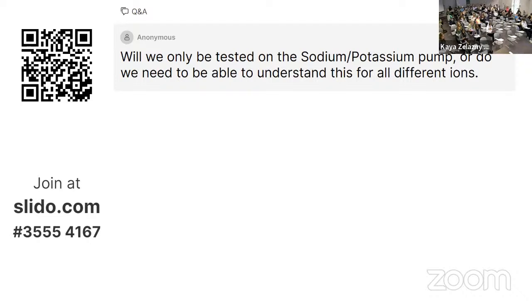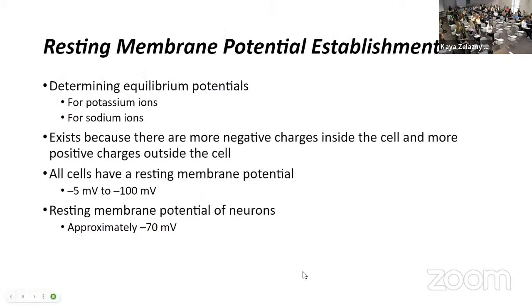The sodium potassium pump, the only pump, we do want to understand the movement of the ions that we talk about, but we're going to be specific in this unit, just specifically the ions that we need for understanding how neurons work. So it's mainly going to be sodium, potassium, and calcium. So determining those equilibrium potentials, we want to be able to think about the potassium ions and the sodium ions.